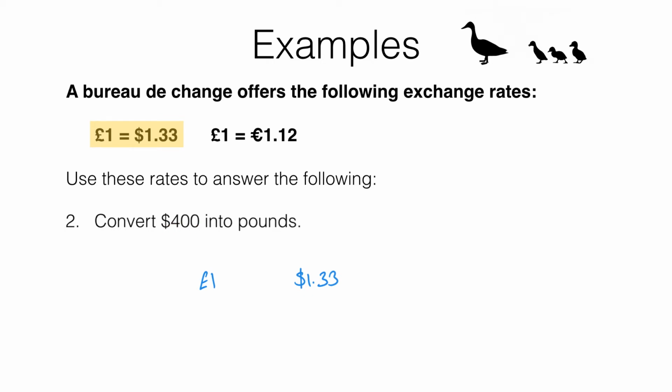So I'm going to write $400 underneath the $1.33. I'm keeping my currencies lined up. What we're trying to find here then is the missing number here, what $400 is worth in pounds. Let's try working across to solve this problem. $1.33 is worth £1. To go from there to there, what we need to do is divide by 1.33.